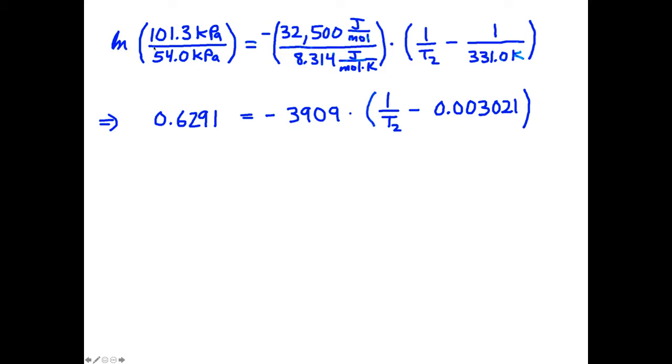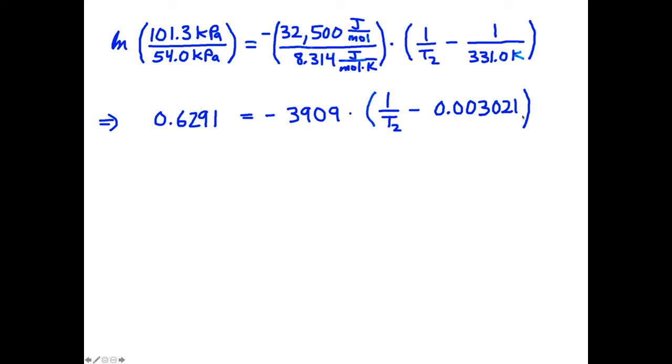So you'll take the ratio of 101.3 over 54. See what that is, and then take the ln of that. That's 0.6291. And then this fraction here, 32,500 divided by 8.314. I divided that out, and it's 3,909. And then, of course, there's the negative sign. And then I also divided 1 by 331, and that's 0.003021.